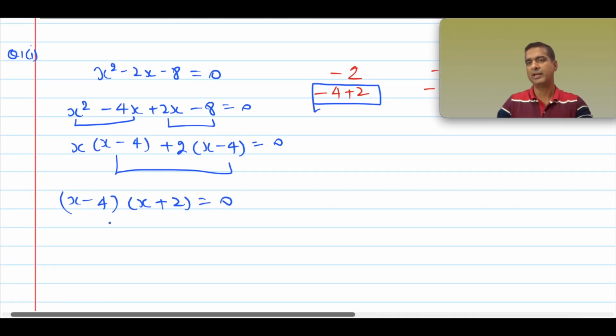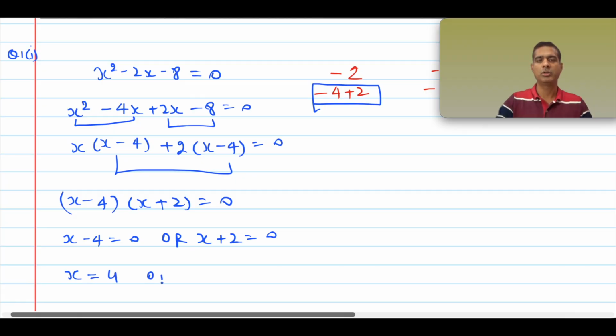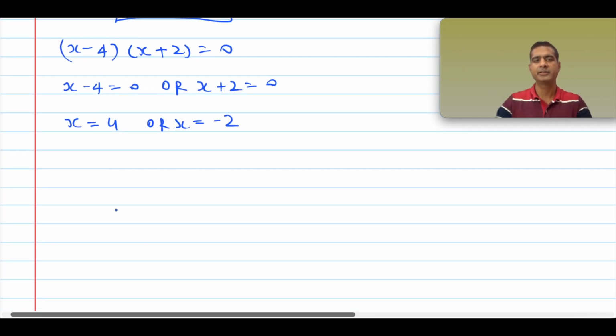Now x minus 4 and x plus 2 are two numbers and their product is 0, and remember students, they are real numbers. So the product of two real numbers can be 0 only if at least one of them is 0. So from this we can infer that either x minus 4 is equal to 0 or x plus 2 is equal to 0. So from here I can say x is equal to 4 or x is equal to negative 2. So the two roots of this quadratic polynomial x square minus 2x minus 8 are 4 and negative 2. Now we have to verify the relationship.